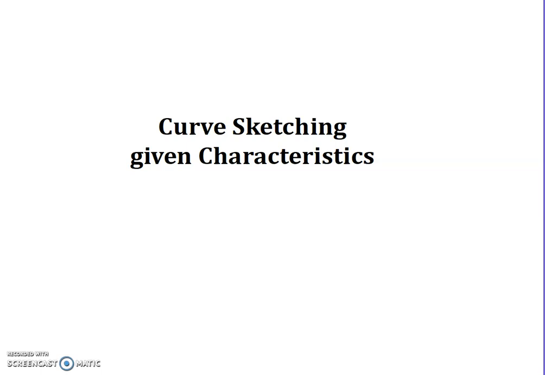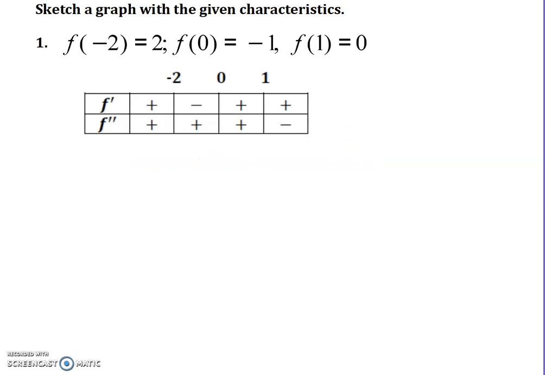Today we're going to do some more curve sketching where we are given characteristics about a graph. So for number 1, sketch a graph with the given characteristics. We've got f of negative 2 equals 2, f of 0 equals negative 1, and f of 1 equals 0.